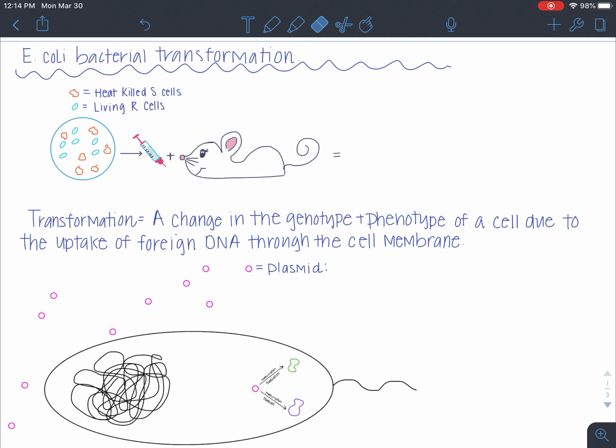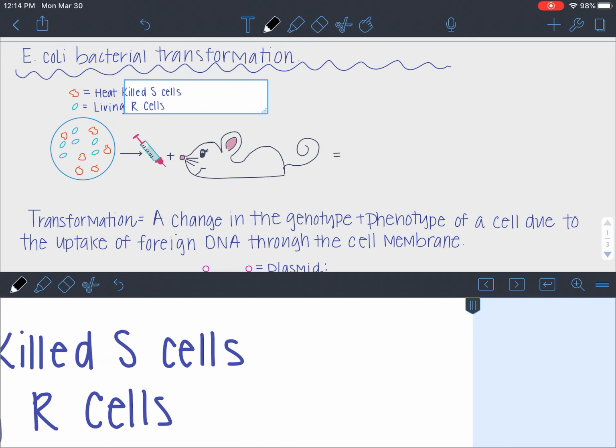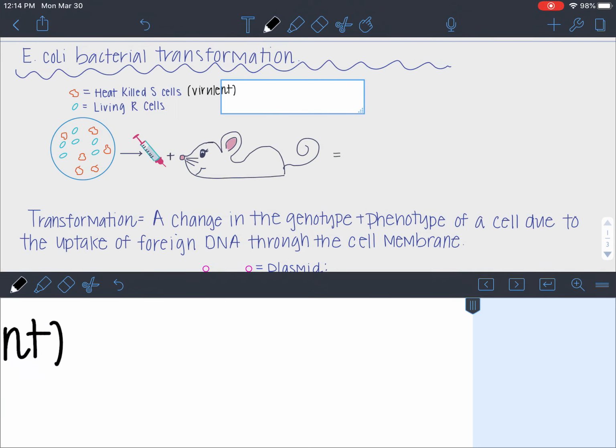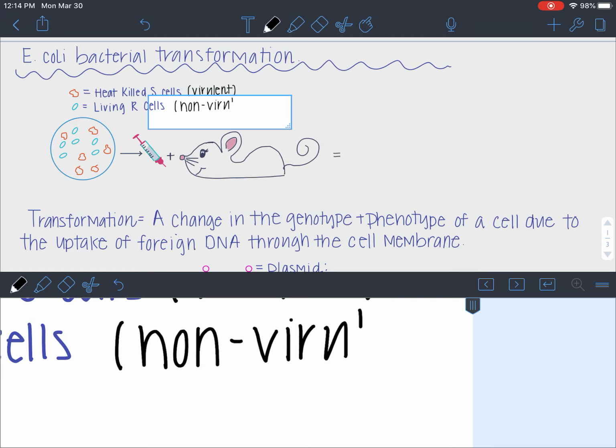And what we have to remember is that there was an experiment we talked about where Frederick Griffith was studying different forms of pneumonia. There were two types of pneumonia cells. We had what we called S cells and R cells. The S cells were what we call virulent. They were deadly and they did kill mice. And our R cells were non-virulent, meaning they were pretty harmless and they did not kill the mice.